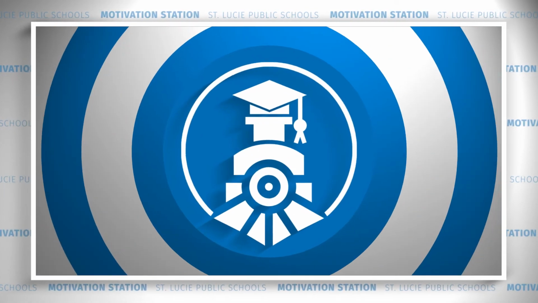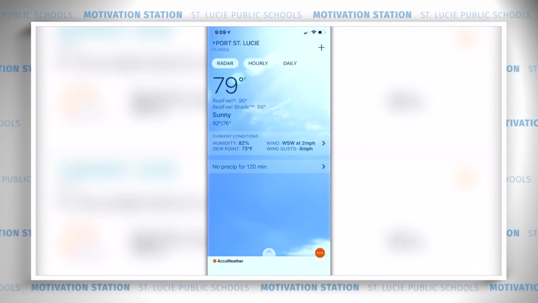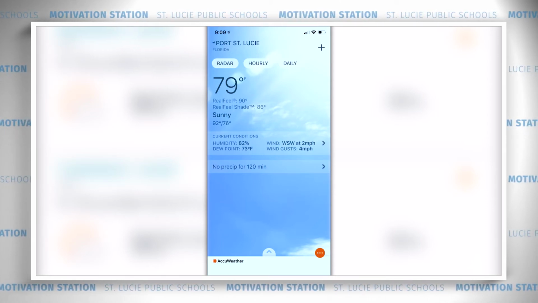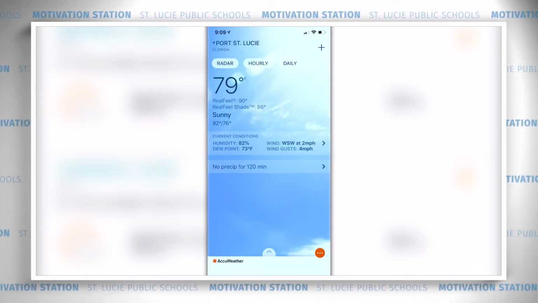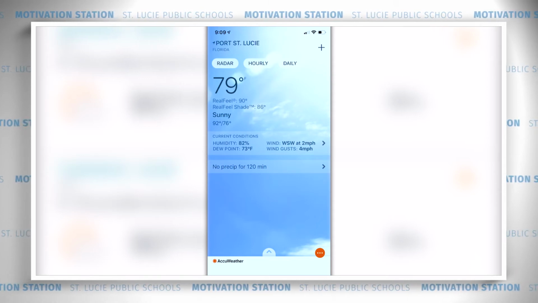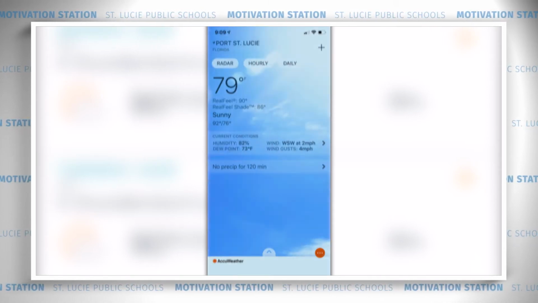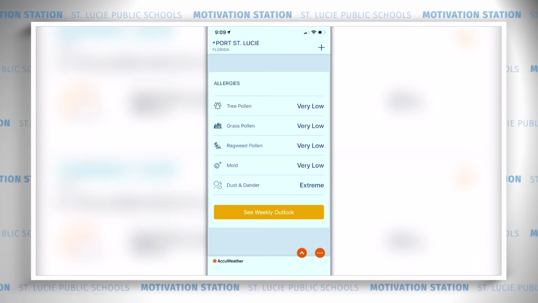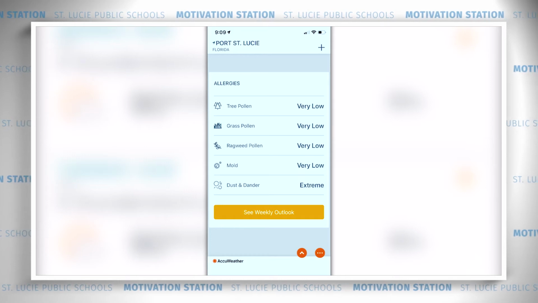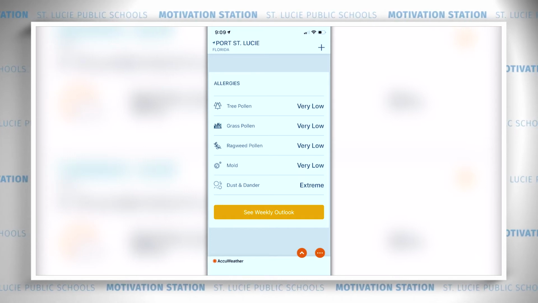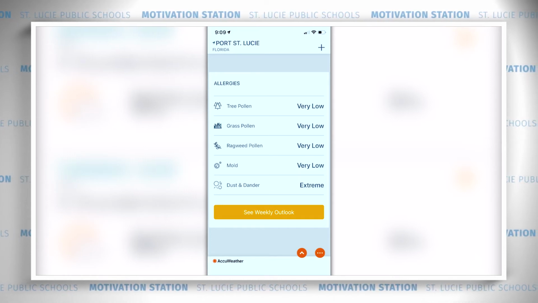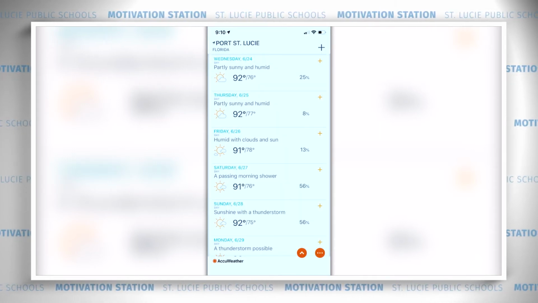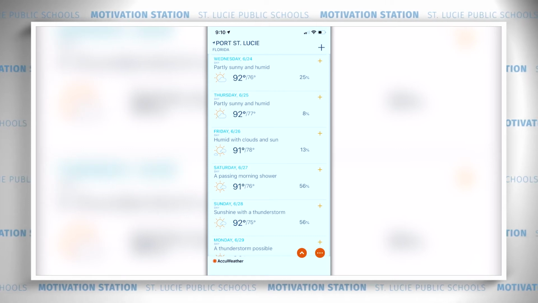Here we go. So on the main screen, we can see that it's 79 degrees Fahrenheit right now, but it feels like 90 degrees. We can see there's 82% humidity. The wind is not very windy. It says 2 miles an hour and gusting at 4 miles an hour. We can see allergies. There's tree pollen, it's very low, grass pollen, mold, but dust and dander is extremely high right now. Wonder why. And then we can see the forecast for lots of days.